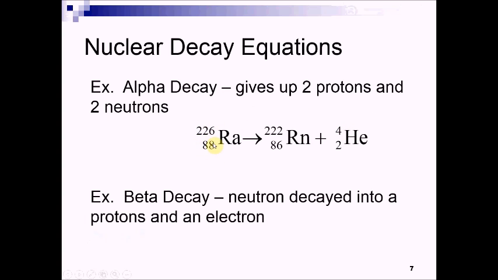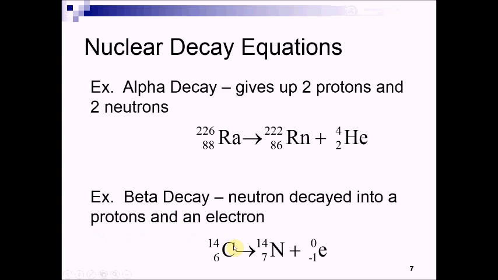All my mass numbers should be equal. On the bottom, these are my proton numbers, the atomic number: 88 equals 86 plus 2. So as long as we make our little equation balance, with the left side of the arrow equal to the sum of the right side, we would know that we are doing our equation correctly. Here's an example, beta decay.